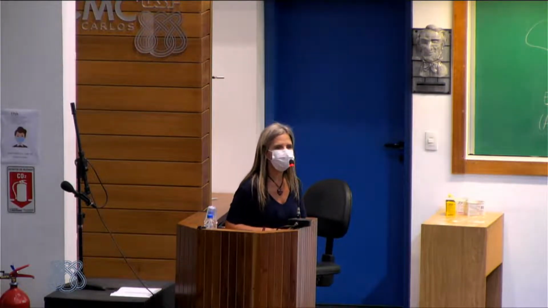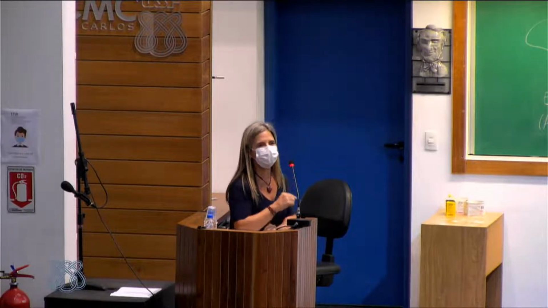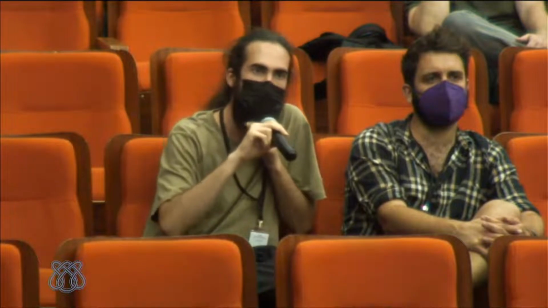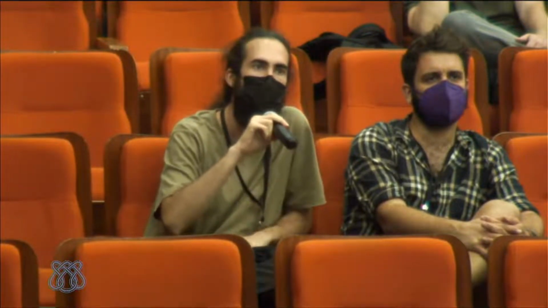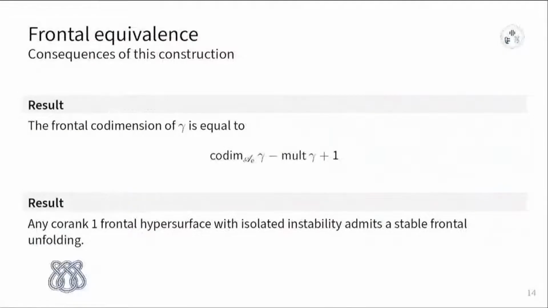Hi. Just a question. In the slide, you give a formula for the frontal codimension related to the eco dimension. Is that for corank 1, or is it in general? No, this formula refers to an analytic plane curve. Okay, nice. It's for plane curves. So of course, they're corank 1 by necessity.